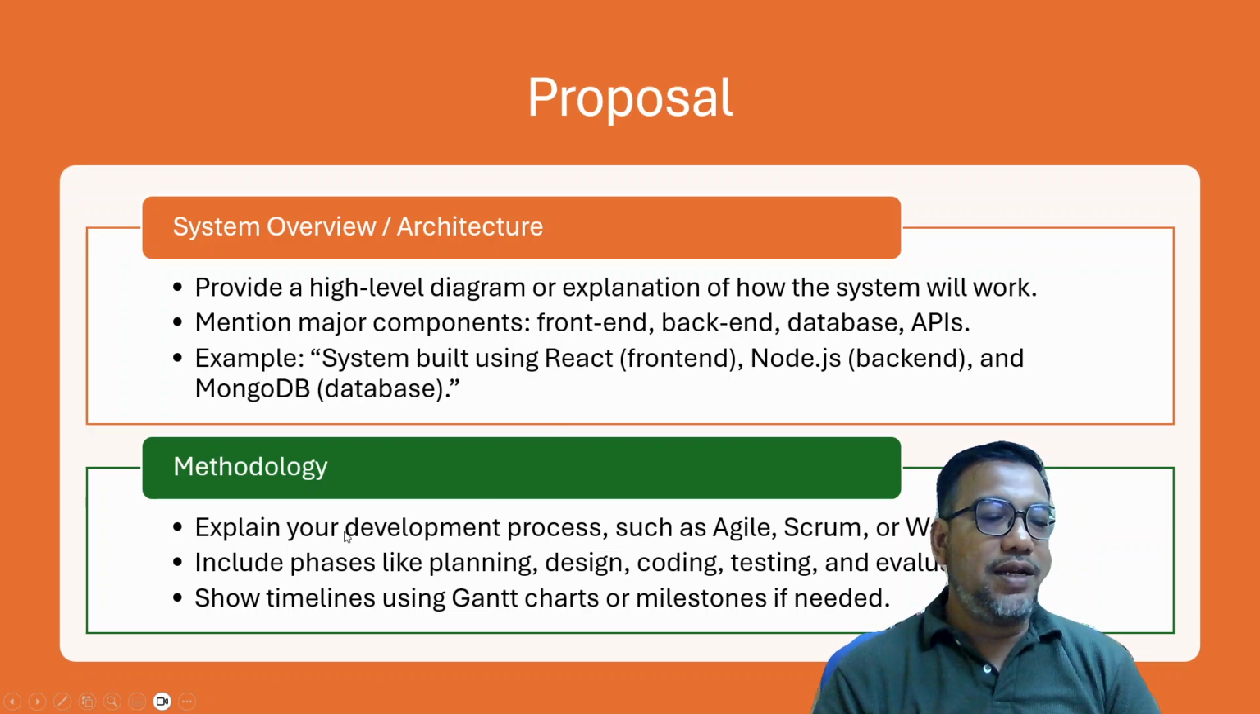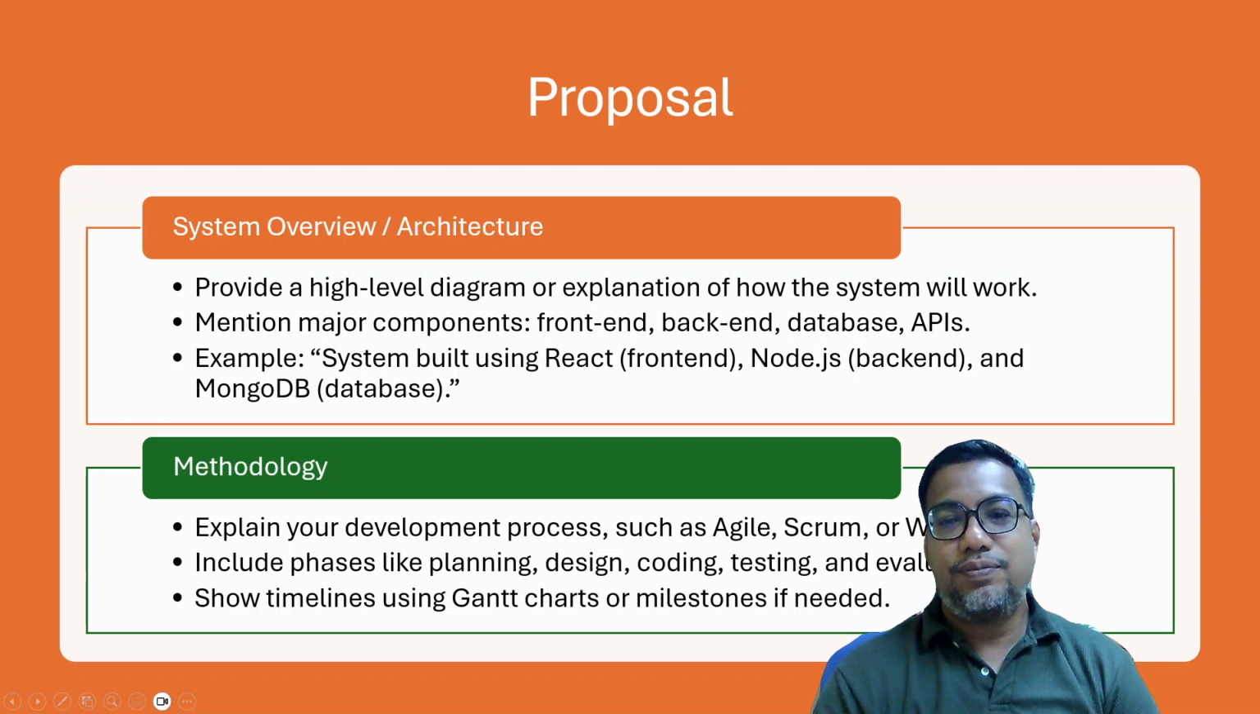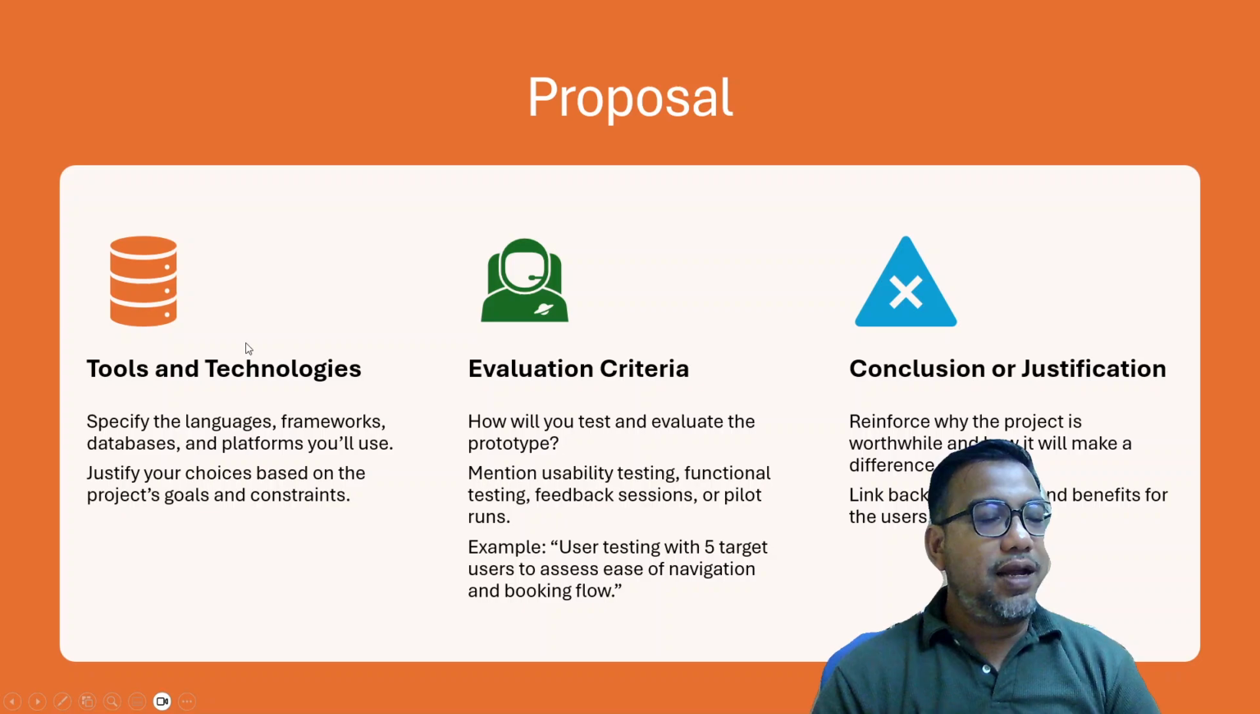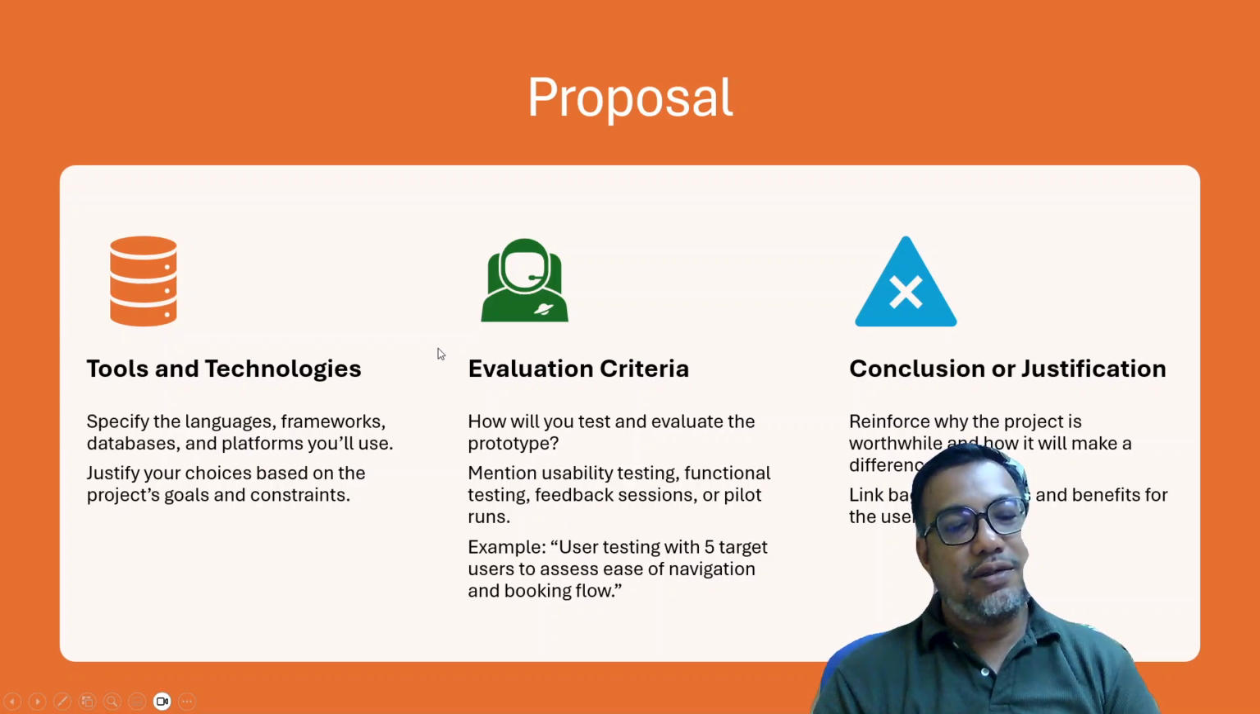And then explain the development process, which method you want to follow. Okay, and then you can visualize using a Gantt chart. Right, and then your proposal also must clearly specify the tools and technologies that you will use. Okay, and then what are the evaluation criteria? Okay, how you will test and evaluate your prototype. Okay, you can ask your academic supervisor to test and give feedback for your prototype.